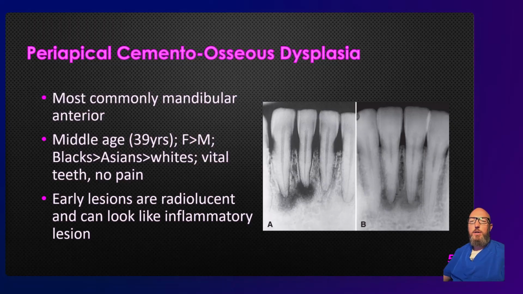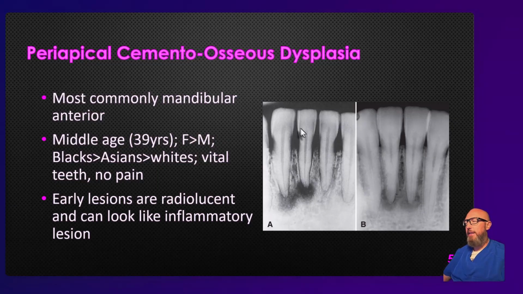It tends to occur in middle age and more common in women, more common in black patients, Hispanics, Asians, more so than whites. And what do we say about vitality? You want to rule out that it's a periapical inflammatory lesion. That's why you do the vitality test. These will typically be vital, typically asymptomatic, and they typically don't require treatment. But the early lesions can really mimic a periapical inflammatory lesion, so be aware of these. That is the most common presentation.